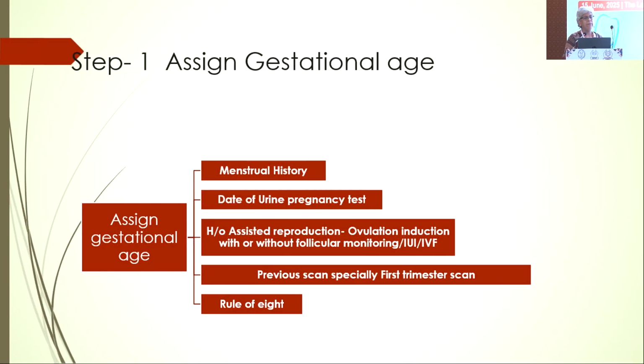The first step is I want to rule out whether there is any gestational age discordancy. So I will assign the gestational age first by different methods. As obstetricians, we all know about the menstrual history and last menstrual period, the urine pregnancy test, as well as whether any assisted reproductive technique was used. If none of that is available, then whatever the first scan finding is, we can assign the gestational age from that.